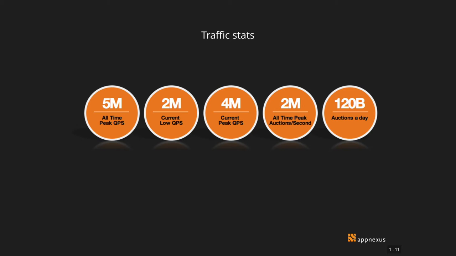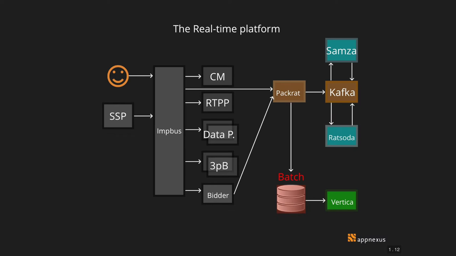Here's some more stats so you can get an idea of how much data we're dealing with. A lot of queries, a lot of auctions per second, 120 billion auctions a day is what we roll through from a data processing perspective. And this is sort of what it looks like, very simplified, right? We have the little face there as a user, like an internet person. And the little face has a tag on a page somewhere, and they make a request to a component we call the impression bus, shortened as imp bus here, right? That's what gets the 5 million requests a second.